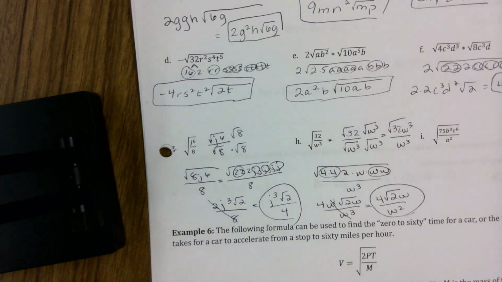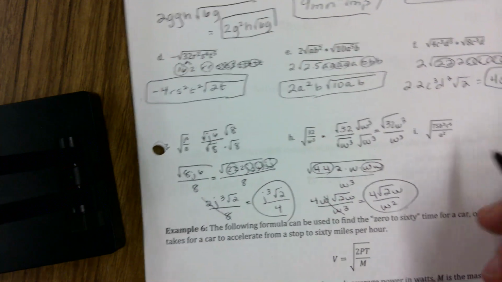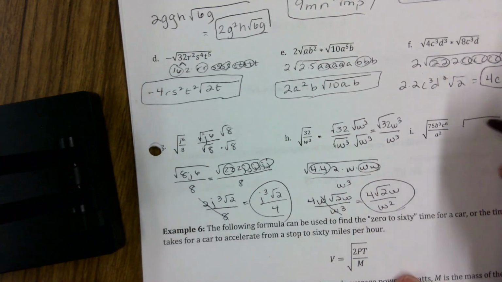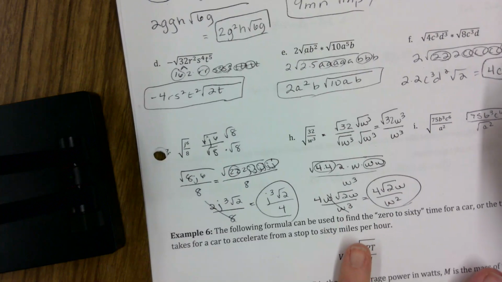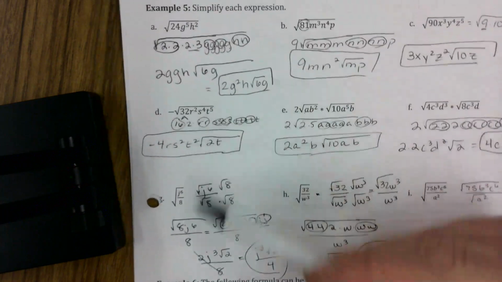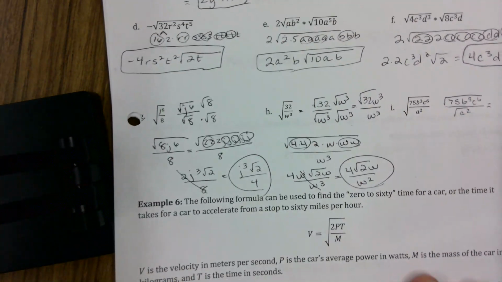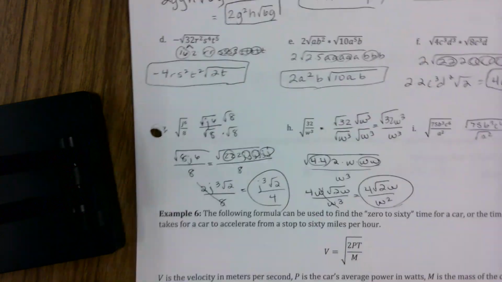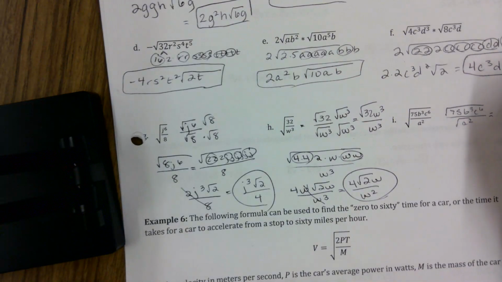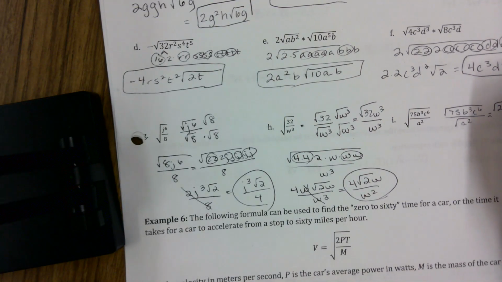It's a lot, I know. And then lastly, here, square root of 75 b cubed c^6 a squared. Just do the best you can in this. This is literally what I teach my Algebra 2 students. So if you can't get the absolute values, it's fine for now. Just do your best trying to break them down and take out pairs as possible.